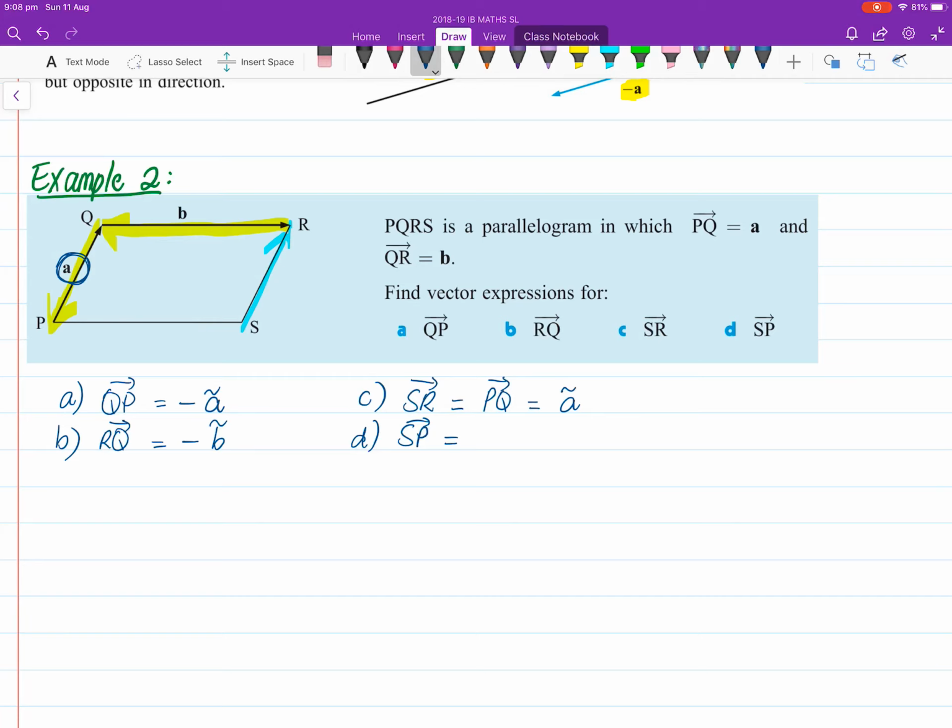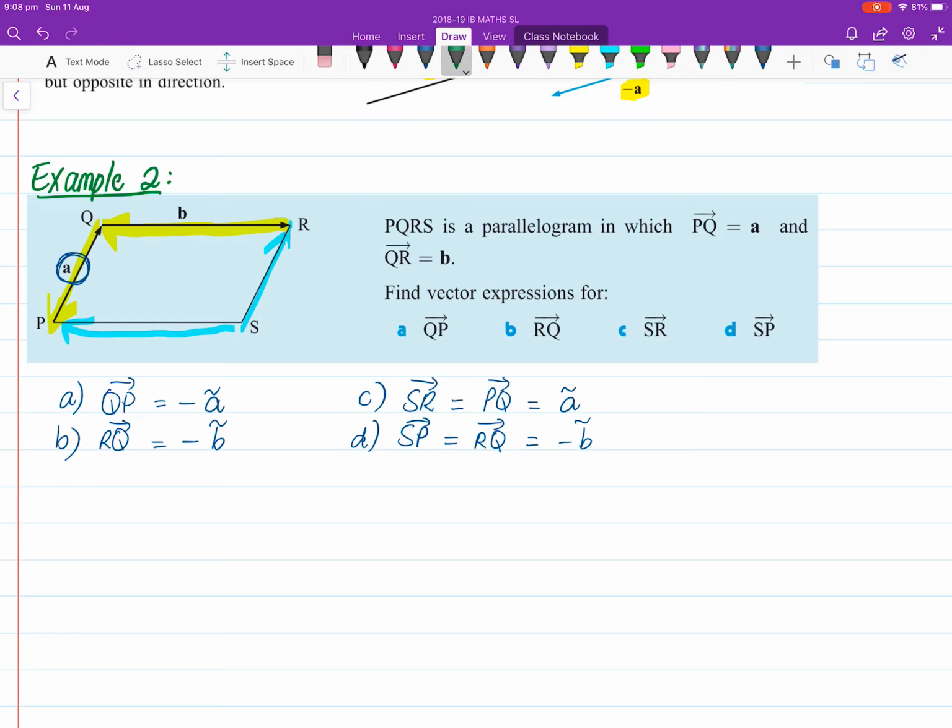And then what about vector SP in question D? Let's have a look. SP is going this way. So you can see it's the same as RQ. So it's the same as negative b. Yeah, that's right, which is negative b.